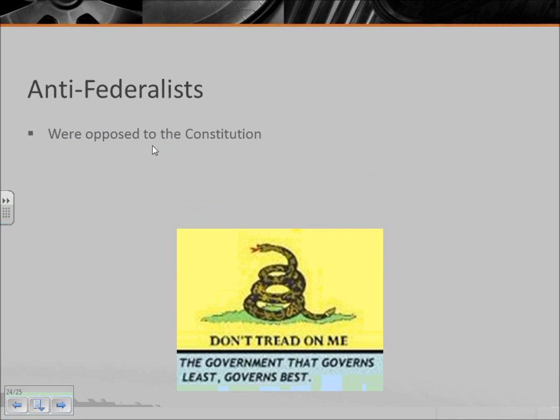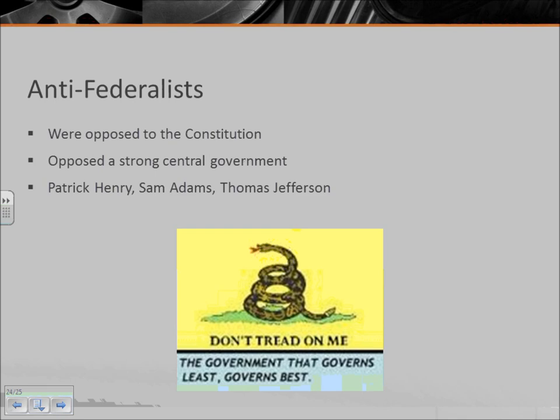On the other side of this, in the opposition, are the anti-Federalists. They're opposed to the Constitution. They opposed a strong central government. They wanted limited government because they felt that government overpowered the rights of the people. These include people like Patrick Henry, Sam Adams, and Thomas Jefferson.